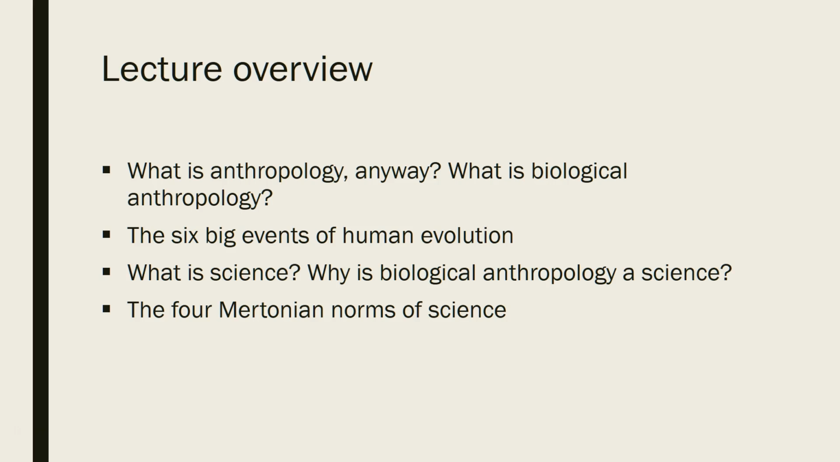Next, we'll talk about the 6 big events of human evolution and outline those. Third, we're going to talk about what science is and why biological anthropology is a science. Fourth and finally, we're going to be talking a little bit about the sociology of science, specifically the 4 Mertonian norms of science, and the reason that we're going to discuss that is because I want you to be able to approach science with a critical lens.